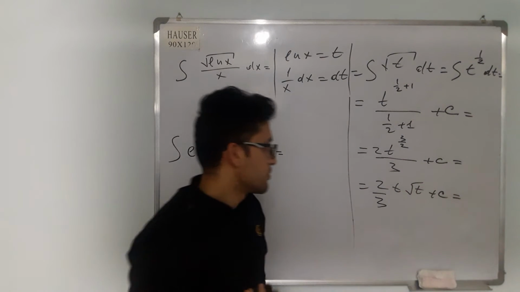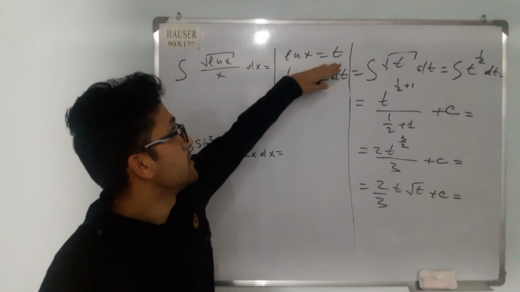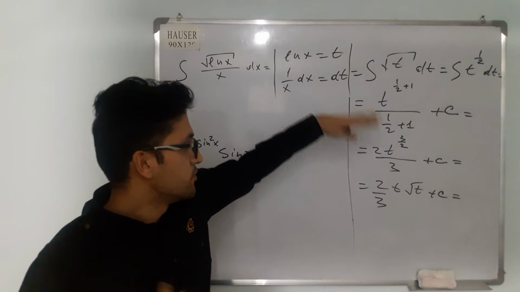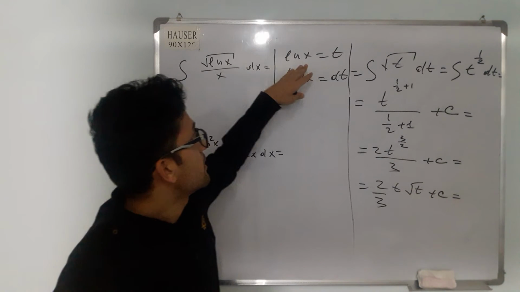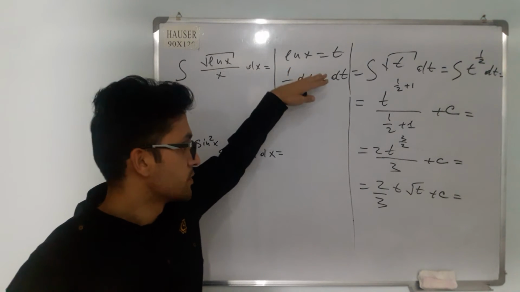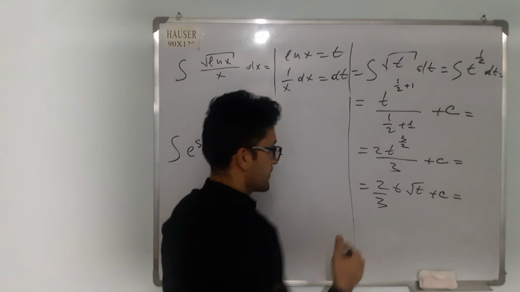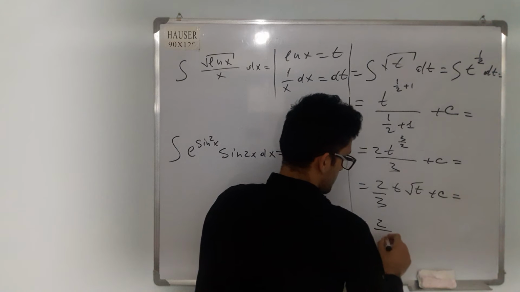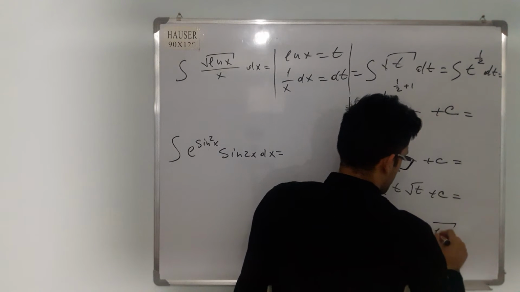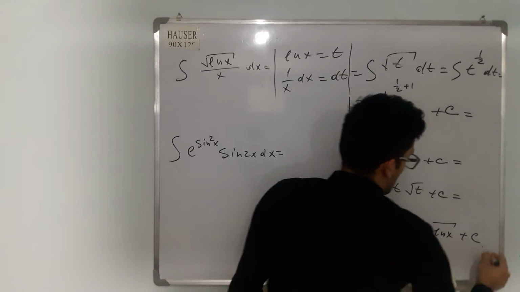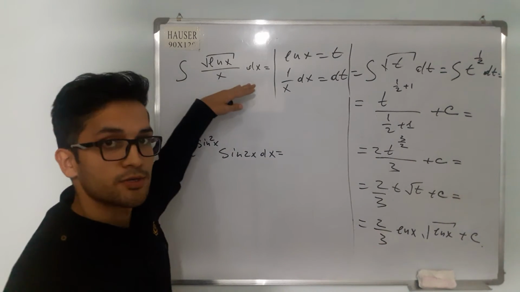When you put in the value of t here, because we just labeled ln x as t, we don't need t here. We only need the value of x, I mean ln x. So here we put the value of t back, and then this will be the antiderivative of this expression.